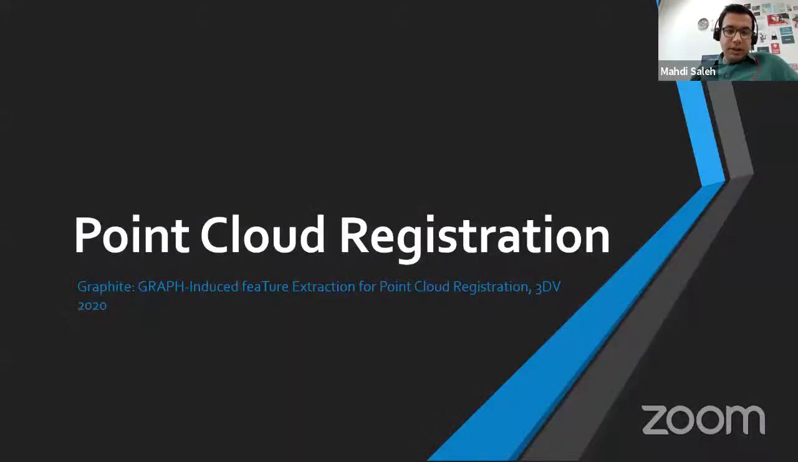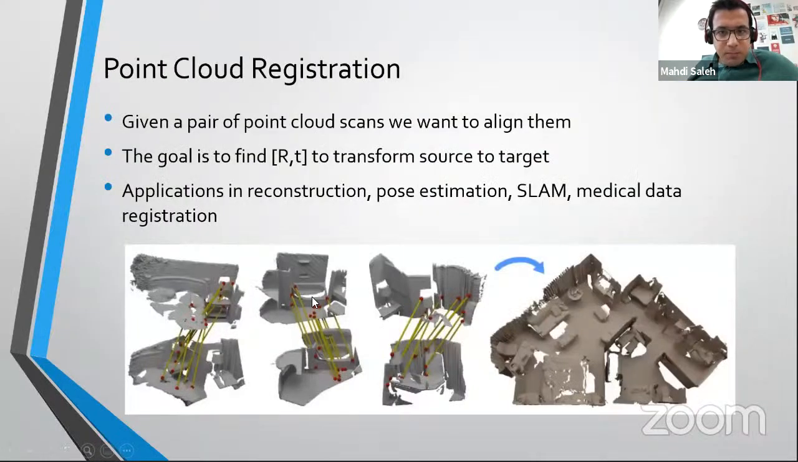But here we want to use some concepts similar to the ones presented for the task of point cloud registration. This is based on our work Graphite, which was presented at 3DV 2020. So what is point cloud registration? It's a very old and classic computer vision task, where you have a pair of point clouds or 3D scans, and you want to align them. You want to bring these two point clouds together. That's what we call registration.